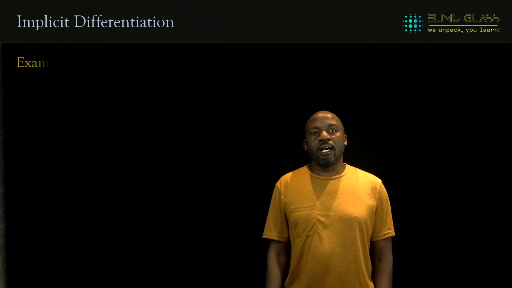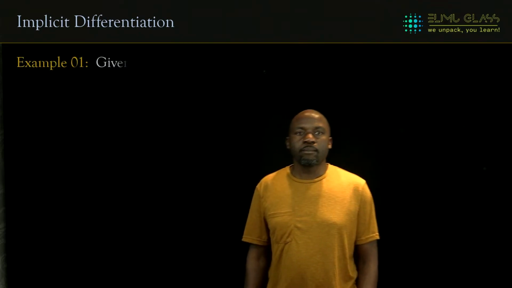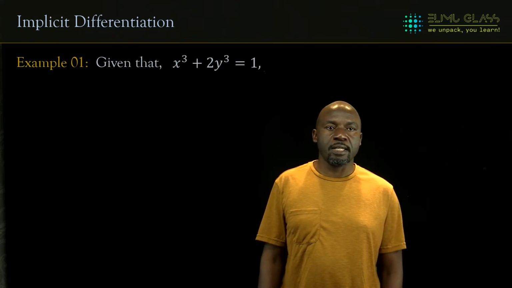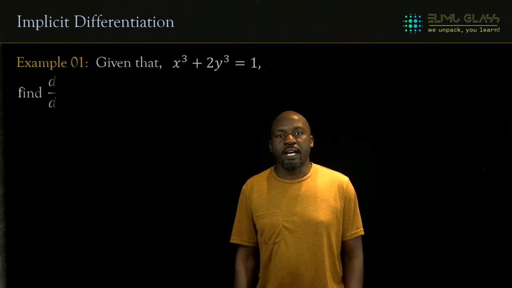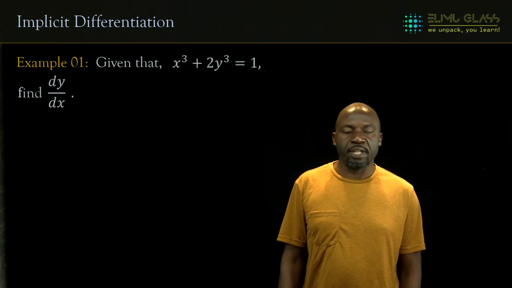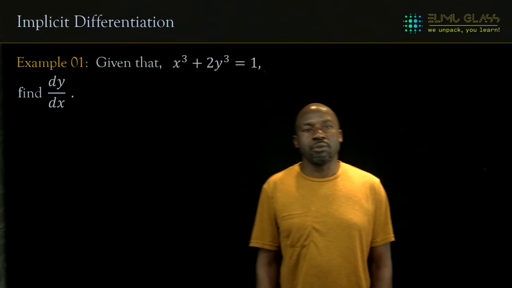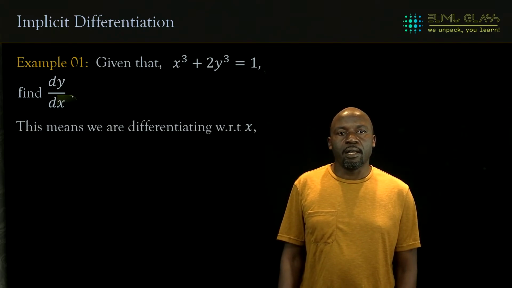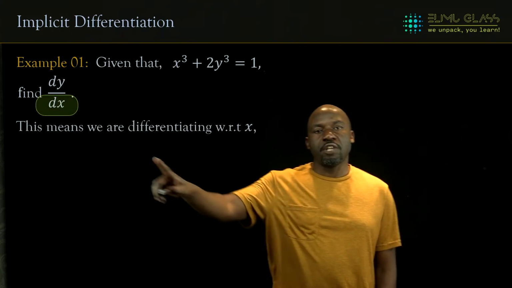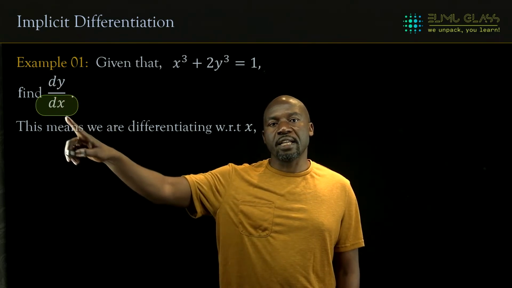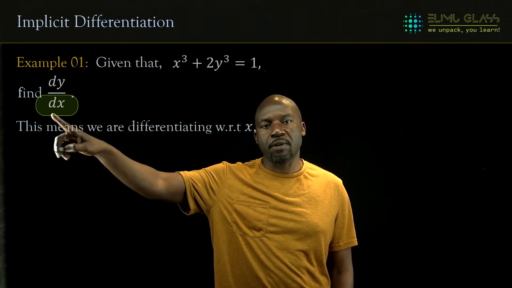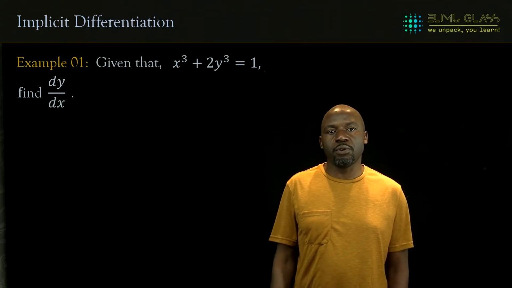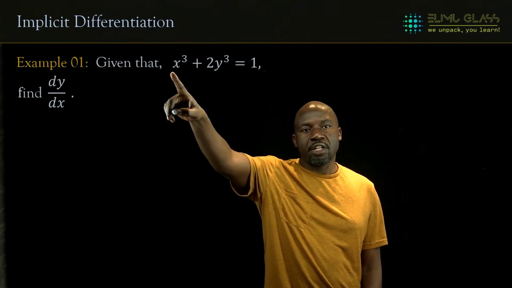All right. Here is example number 1. Given that x cubed plus 2y cubed equals 1, find dy by dx. So basically differentiate this function. To do that, we're going to differentiate the terms separately. If we are looking for dy by dx, it means we have to differentiate with respect to x. So this is important, right? We are differentiating with respect to x. So what do we do? We start by differentiating each term by itself.